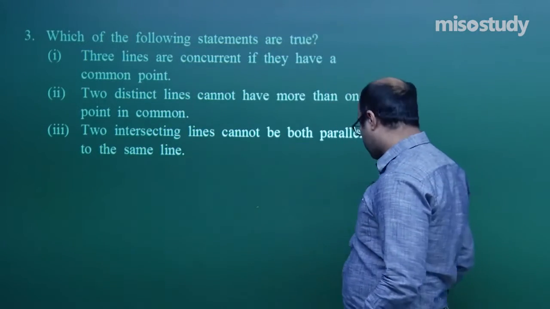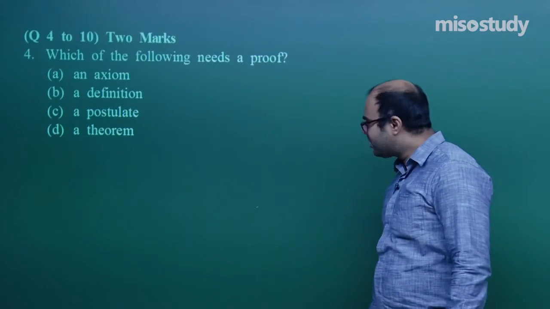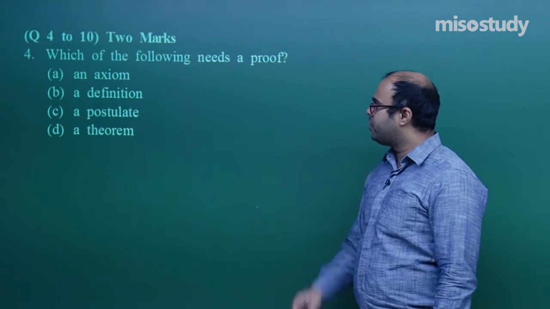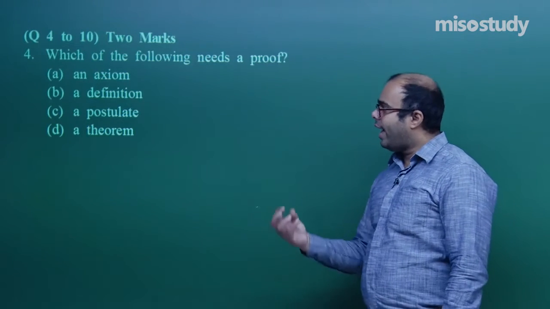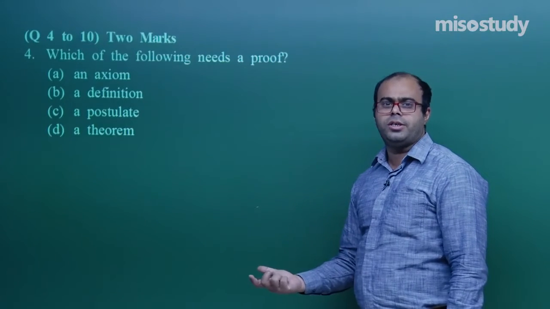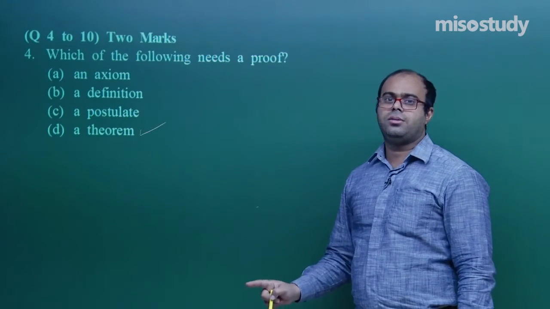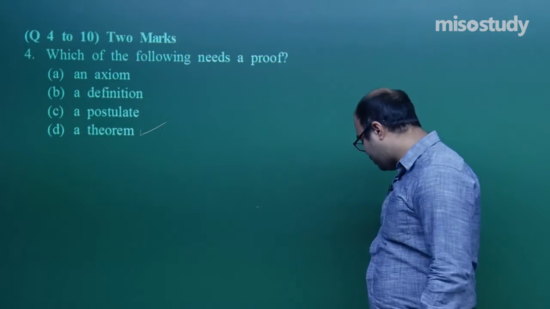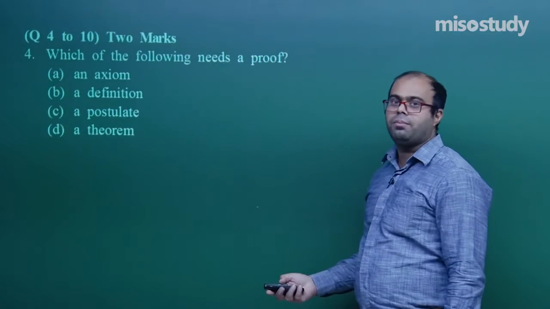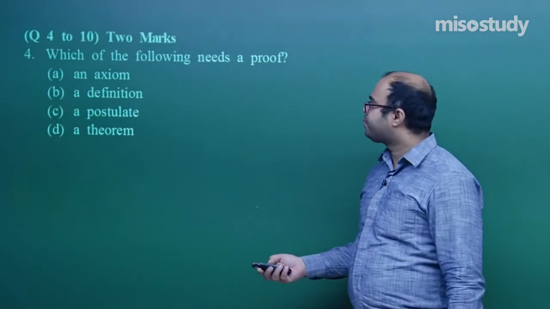Let us come to the fourth question, which is of 2 marks now. Now, all the questions are of 2 marks. These are single correct multiple option type questions. Which of the following needs a proof? An axiom, a definition, a postulate, or a theorem. So, we all know that a theorem needs a proof. Postulate, definition and axiom do not need any proof. They are accepted as they are given. So, for this we have to understand that only a theorem needs a proof, and we give proof in order to prove the statement of the theorem.